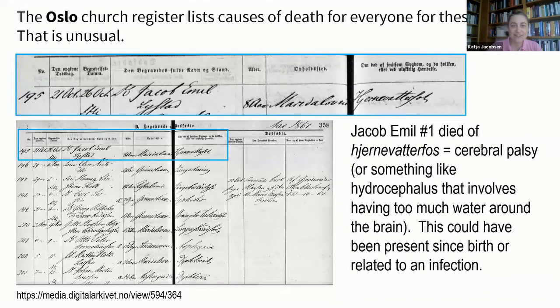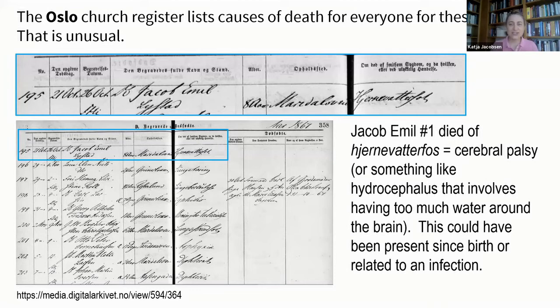This is a register that is complete and easy to read. It's well done calligraphy, straight lines, and that column down the middle is listing the cause of death for every single person in the register. So it's remarkably complete. And based on what is in the register here of Jørne Waterfoss, that would translate as cerebral palsy. And again, we have to think back to what that would have meant at the time. We can't be too sure.